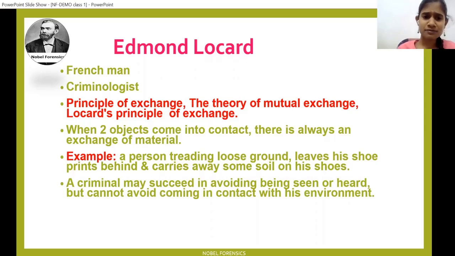Again, a criminal may succeed in avoiding being seen or heard, but cannot avoid coming in contact with his environment. If I touch a table, then I leave my fingerprint there, and also I collect some amount of dust from that table. That is contact, and that is the exchange of material. Then, as I said, Edmund Locard was the father of poroscopy. He discovered poroscopy.